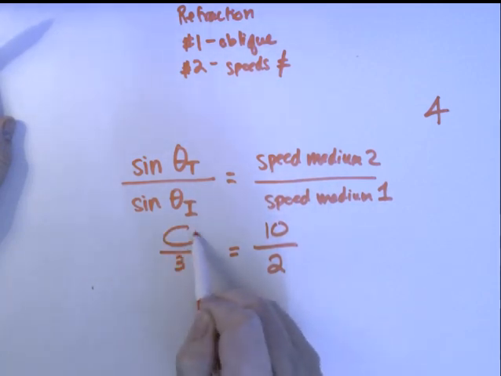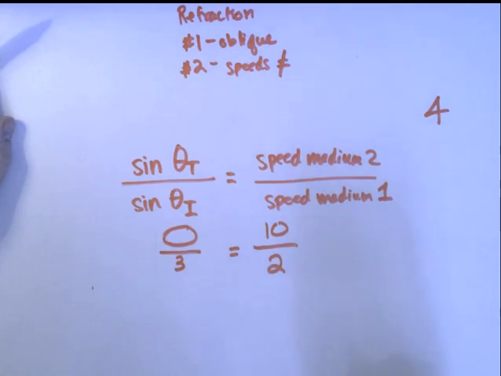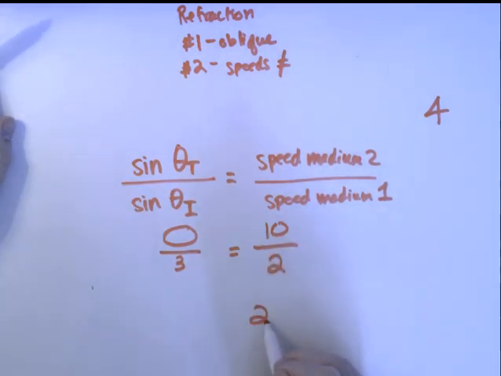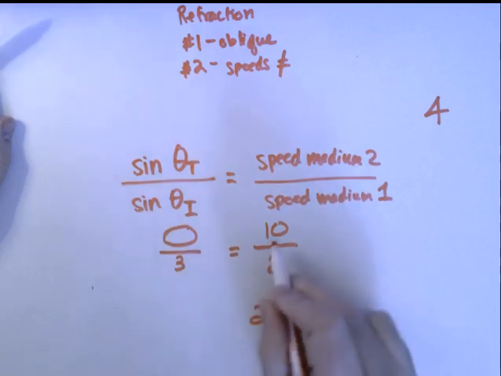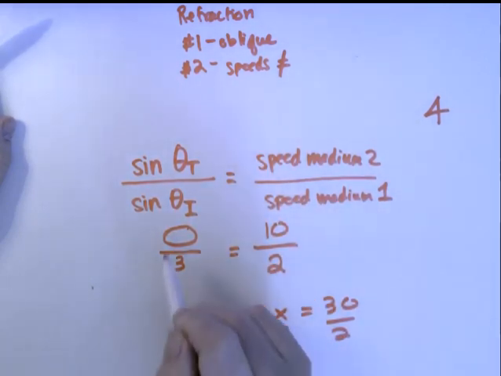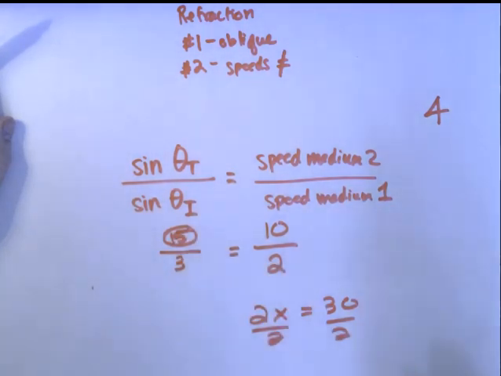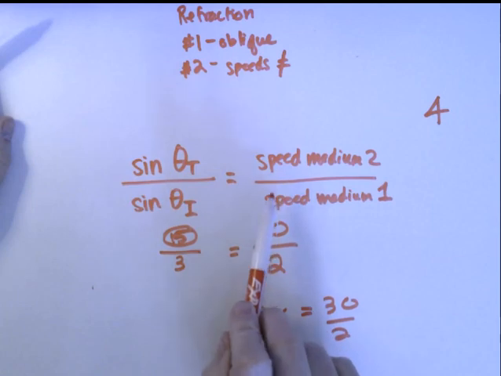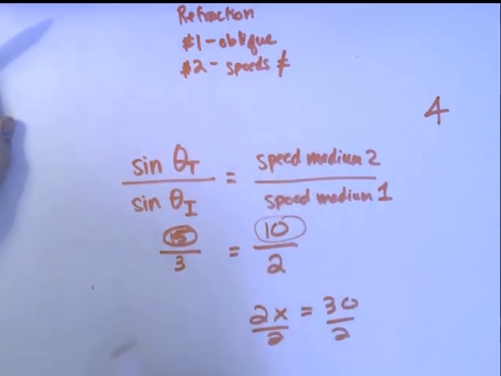To figure out then what the transmission angle is, we actually cross multiply. So now we have 2 times x equals 3 times 10, which is 30. Divide both sides by 2, and we would get 15. So that proves that yes, greater speed for speed 2 means the alligator is going to eat the bigger angle, which is the angle of transmission.